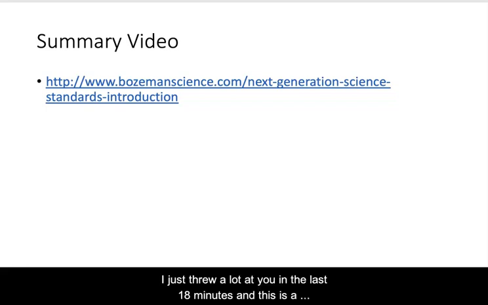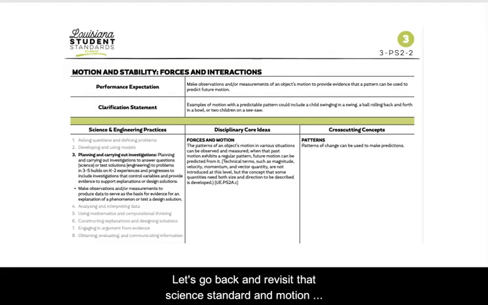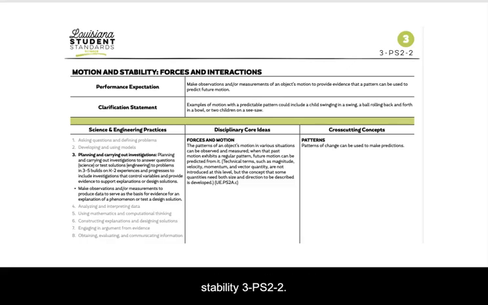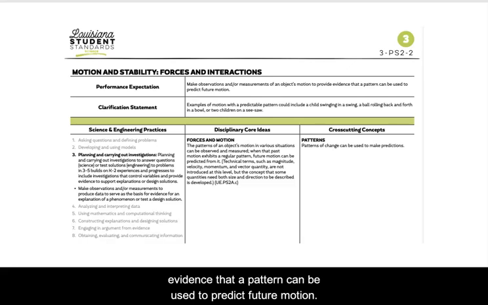I just threw a lot at you in the last 18 minutes, and this is a terrific summary video using someone else's words to describe the next generation science standards. Now let's go back and revisit that science standard in motion stability 3-PS2-2, where we want our students to be able to make observations and/or measurements of an object's motion to provide evidence that a pattern can be used to predict future motion.